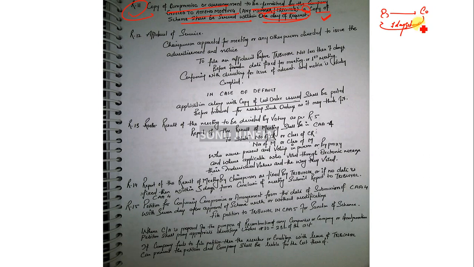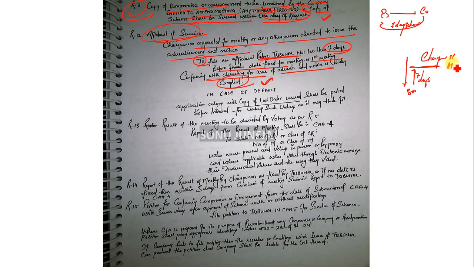The scheme shall be delivered. Affidavit of service: the chairperson for the meeting or any other person directed to issue the advertisement of notice shall file an affidavit before the tribunal not less than 7 days before the date fixed for the meeting. So 30 days from the notice and 7 days prior, after giving notice to the tribunal for the first meeting, confirming that the directions for advertisement are duly complied with. This should be done by the chairperson or any other person authorized in this behalf.